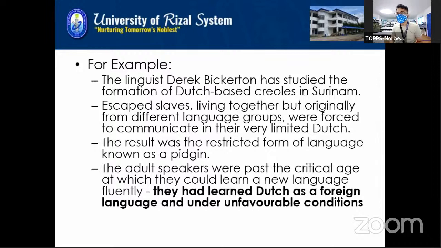So, kumbaga, kayang i-process ng kanilang brain yung kanilang mga naririnig coming from other people. They're able to speak Dutch kahit pa sabihin natin that's not their native language. Kumbaga, naging native language nila yun kasi they have no choice. If they really would like to get along with them, they need to speak that particular language. So, since they were forced, ayun, na-adapt na nila. So, hanggang sa magkaroon nga ng Creole.